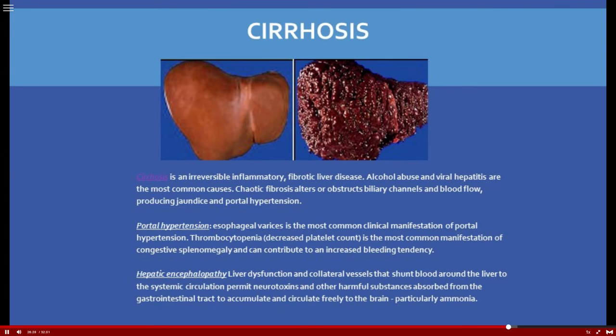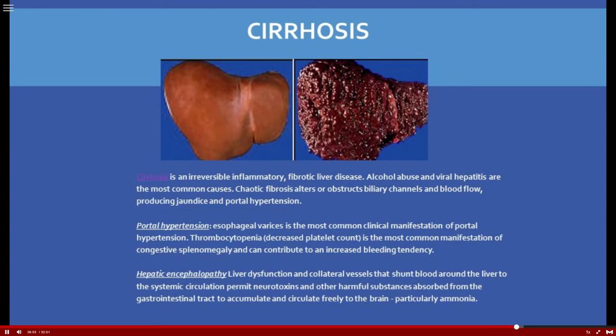So you can see where that chaotic fibrosis alters or obstructs biliary channels and blood flow. So it's going to produce jaundice and something called portal hypertension. Portal hypertension, remember now that blood flow is getting obstructed and pushed back. So where is it going to be pushed back to? Well, it's going to be pushed back into the portal system.